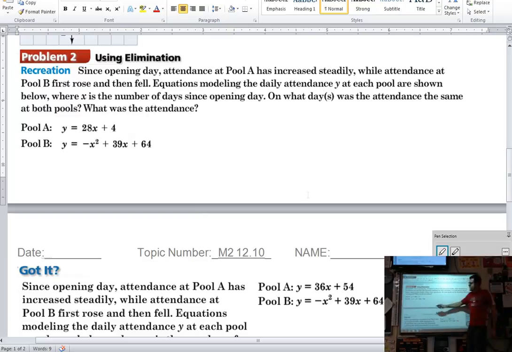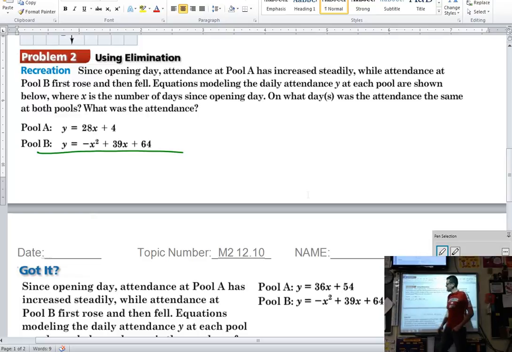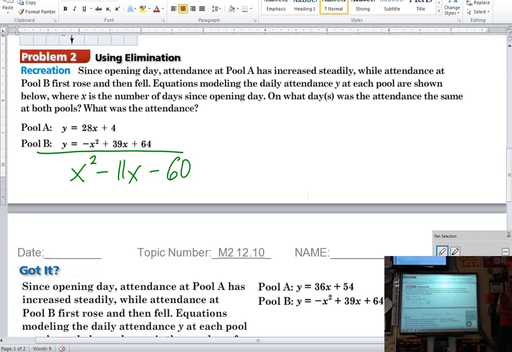If we take a different route, and we just subtract b from a, I end up with x squared. Don't erase. Grab post-its. Just write over top. You don't waste your time erasing. 39 subtracted from 28 is going to give me a negative 11x and then a negative 60. Now, if we cancel out the y's, what does that equal? The big zero.